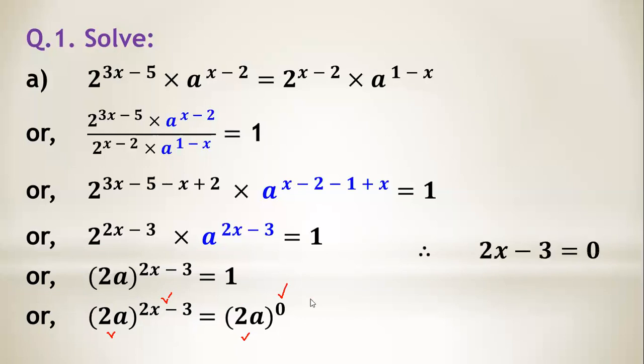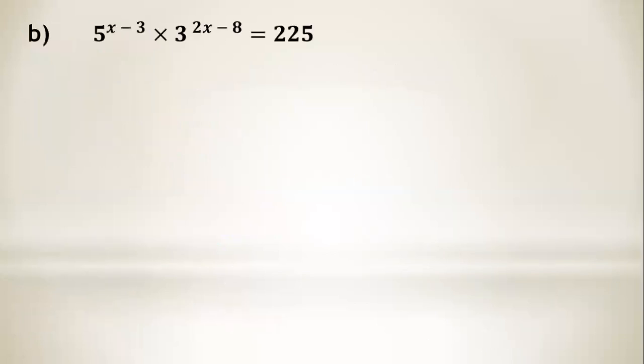Therefore 2x minus 3 equals 0. So as we are looking for the value of x, 2x will be equal to 3, and finally the value of x equals 3 by 2. So in this way, we can solve this question number 8. I hope that you have understood the idea very precisely. Now let's move ahead to the next question.